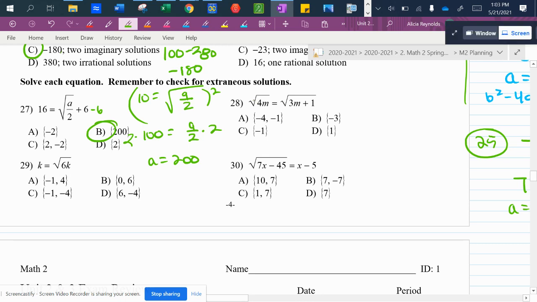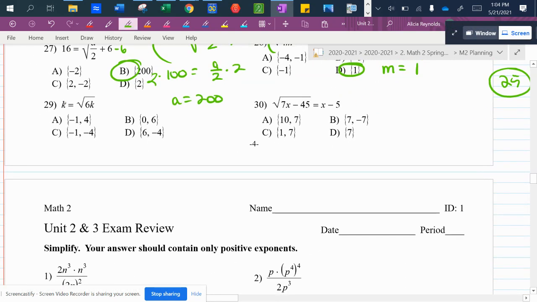For number 28, if I have two radicals on opposite sides of the equation and there aren't any other terms, I can just square everything. And then I get 4m equals 3m plus 1, minus 3m. So m equals 1. Answer is D.